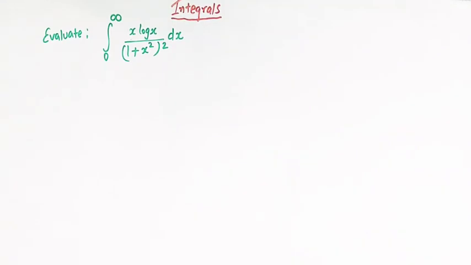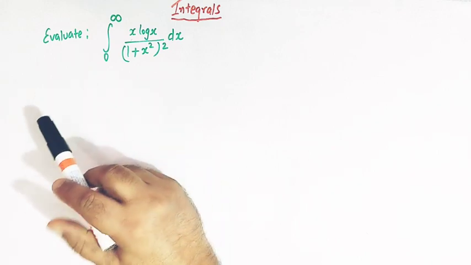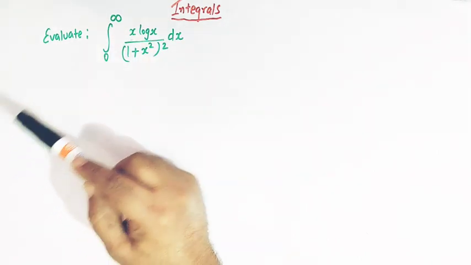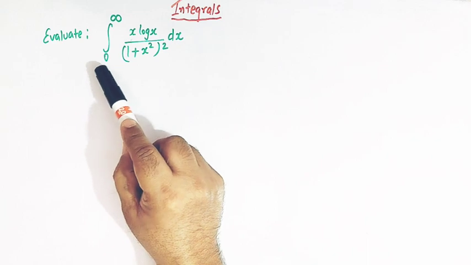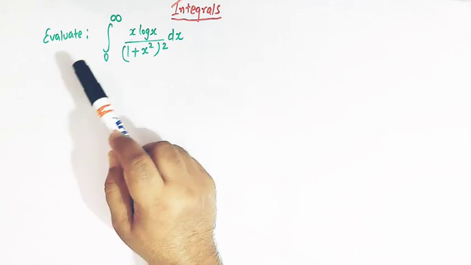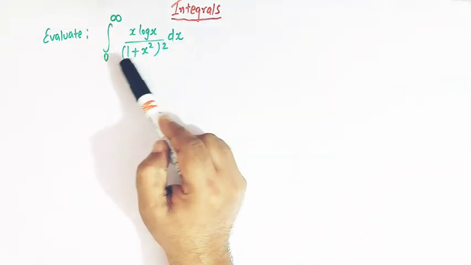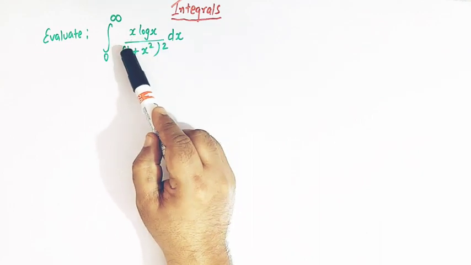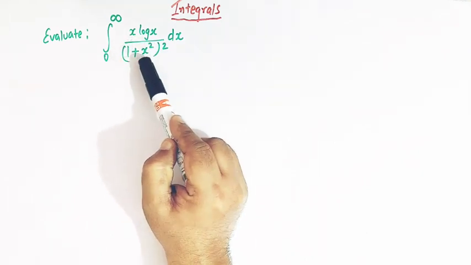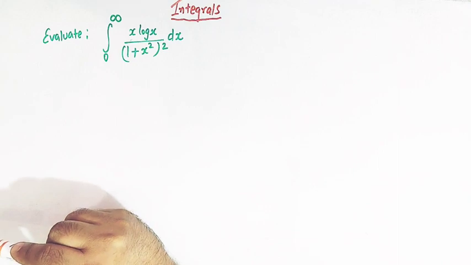Hello viewers, in today's class we are going to discuss yet another important and very conceptual problem from definite integrals, and here we have one more problem to solve. So we have to find the value of this integral from 0 to infinity, and the integrand is x log x divided by (1 plus x square) whole square, right?